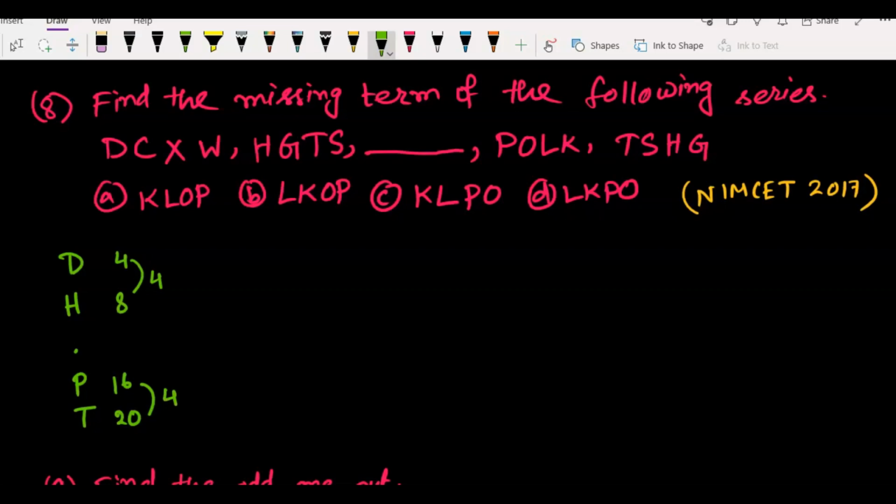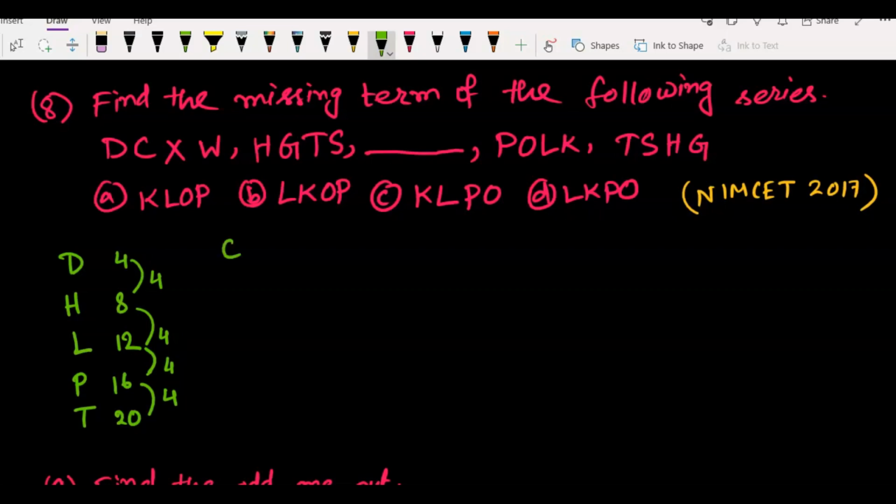So 8 plus 4, that is 12. So we see here is a gap of 4 and also 12 and 16, there is a gap of 4. So what is the 12th element? The 12th is K. So sorry, 12th is L. So here we will have L.